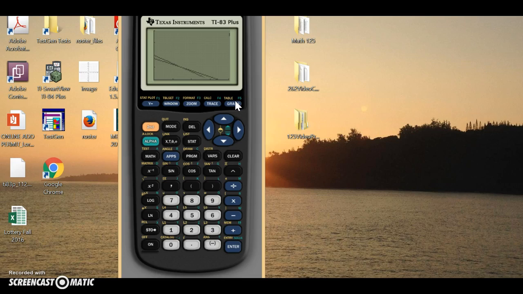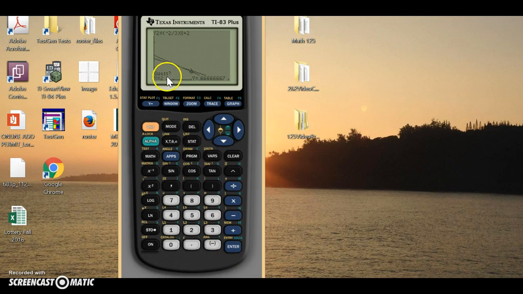Okay, so that looks pretty much like what we did by hand, but now let's go to second trace. Number 5 is what I'm going to select for the intersect feature. It asks me, is that the first curve? It's this guy that I put in. I'm going to say yes. Then it jumps to the second curve. It displays the equation, is this the guy? And I'm going to say yes.